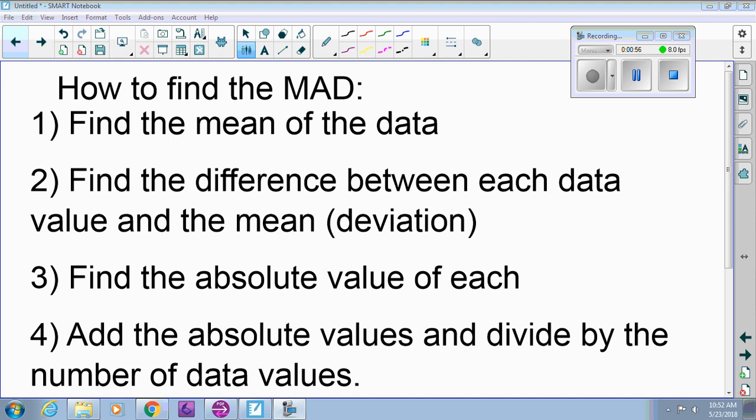And then the fourth step is to take all those deviations that you found, their absolute values, so it's all positive numbers at this point. You're going to add them all up and divide by how many numbers you had. So I'm going to give you an example.